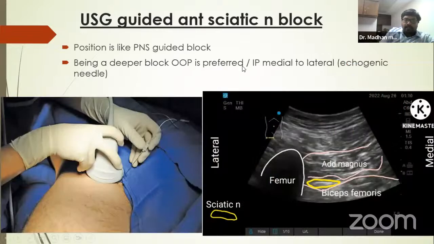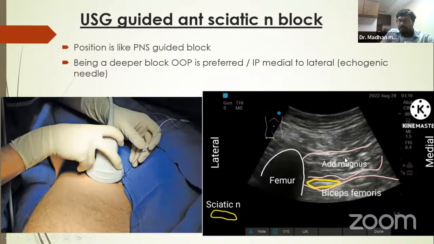Right. Ultrasound-guided anti-sciatic nerve block. So the needle entry is almost at the same level. You're going to make use of a curvilinear ultrasound probe, and you just keep the probe over the proximal part of the thigh. You just palpate the greater trochanter and keep it slightly medial and down, and you'll get the image like this.